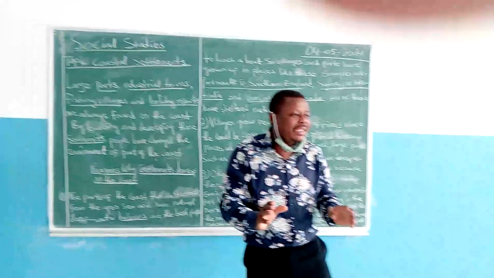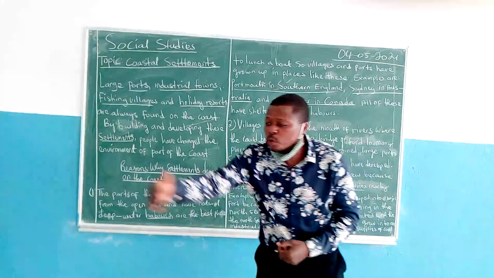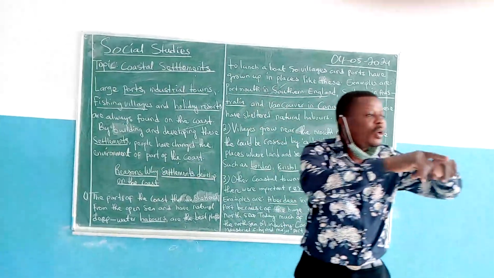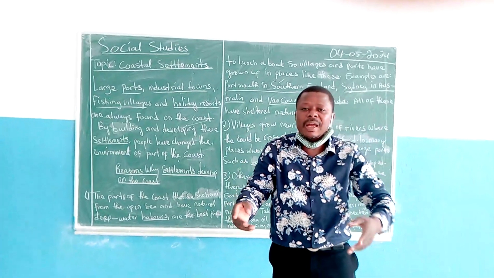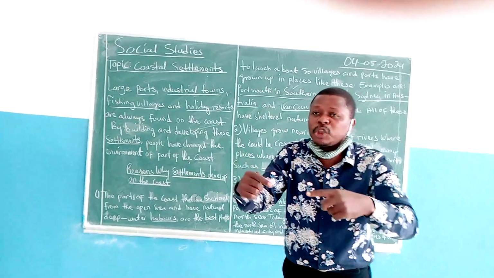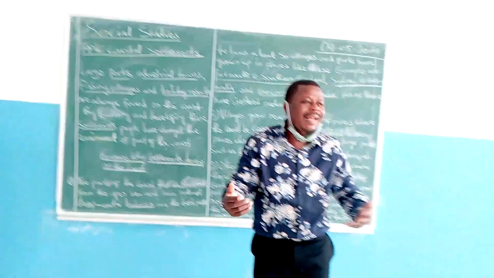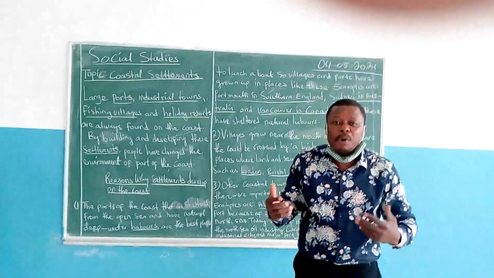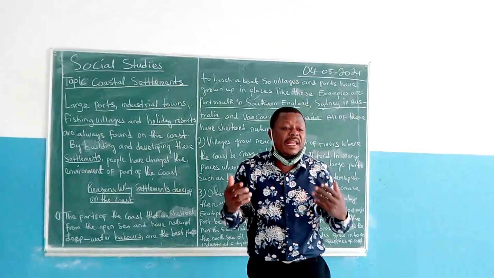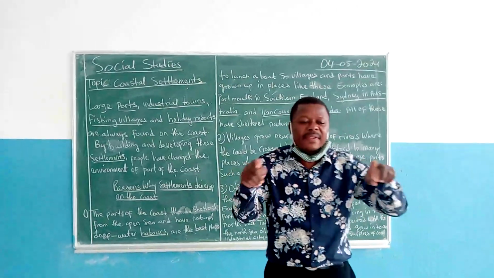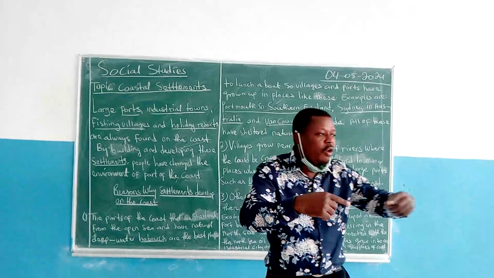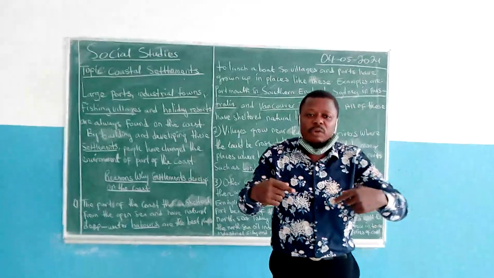And then in places where a land route joins with a sea or ocean route, large ports and cities have developed in such places where there is that join between land route and ocean route.